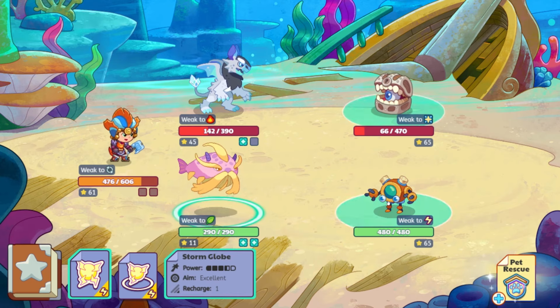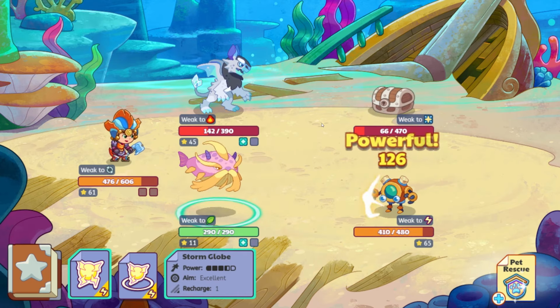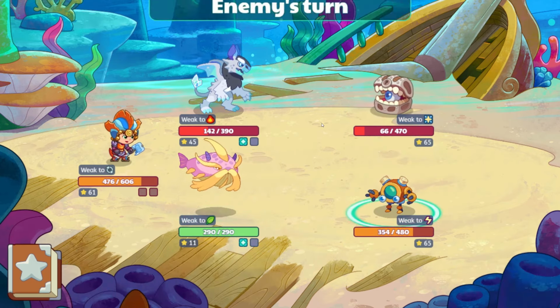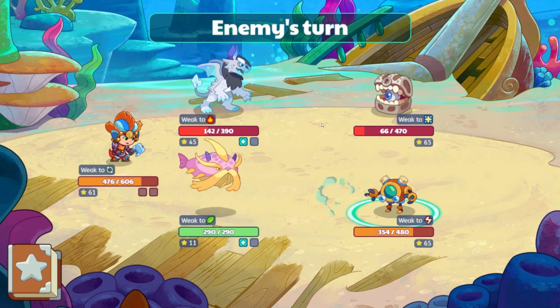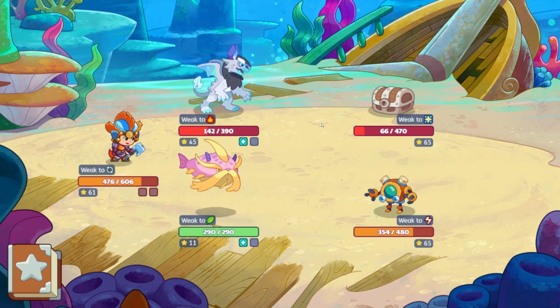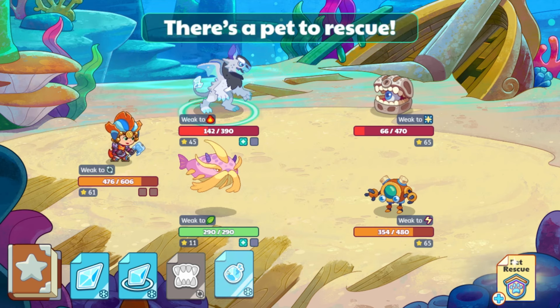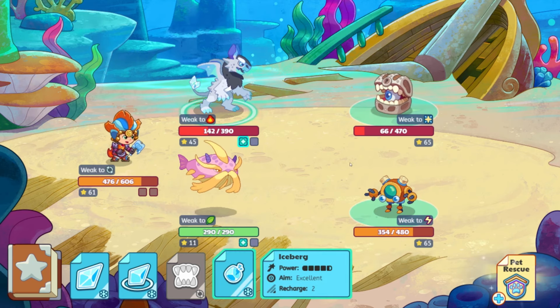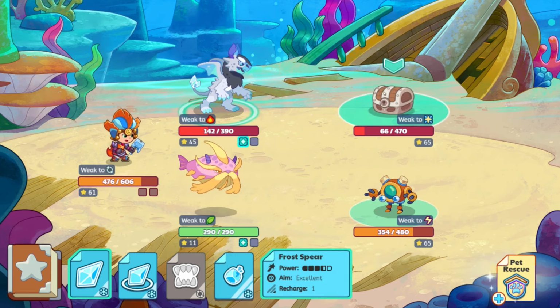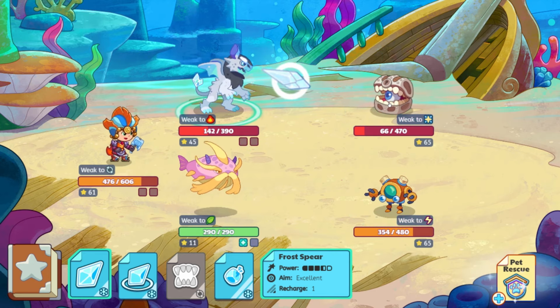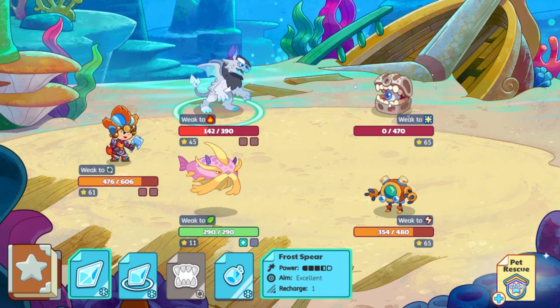And Storm Globe. There we go. All right, fumble. My Frost Spear is enough to finish off him. There we go, Mimic is gone.